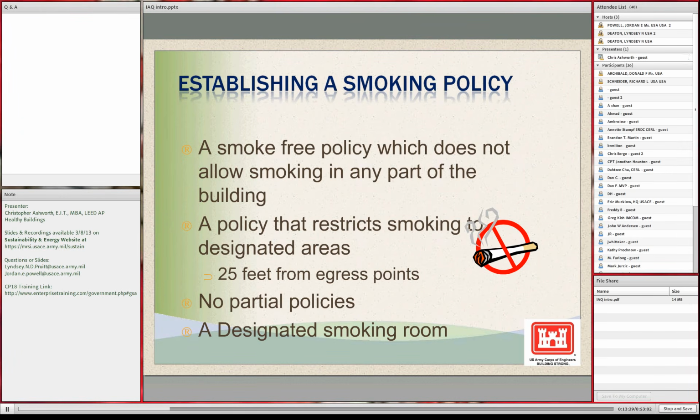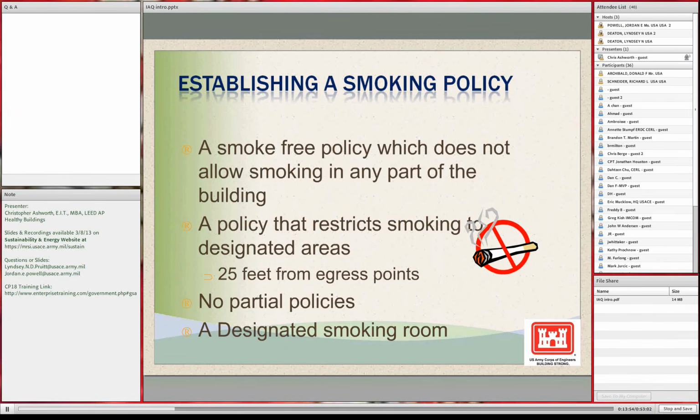Just because without that, and without things like in the LEED credits that say you have to have a smoking area 25 feet away from any egress point, it can be an issue. You have to try to find that location, and away from any outdoor air supply into the building.